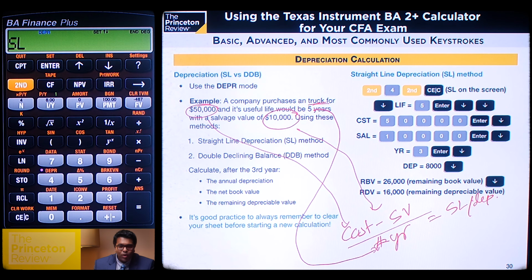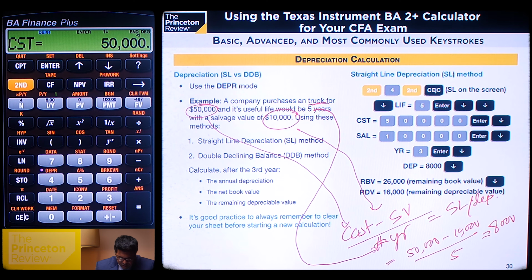Okay, so I want a straight line just to prove to you these functions work. By the way, for this calculation, what would be the straight line depreciation? 50,000, 10,000, 5 should be 8,000, right? Let's see. So I want to do a straight line. So I want to do down. Life, we want to do 5, enter, down.